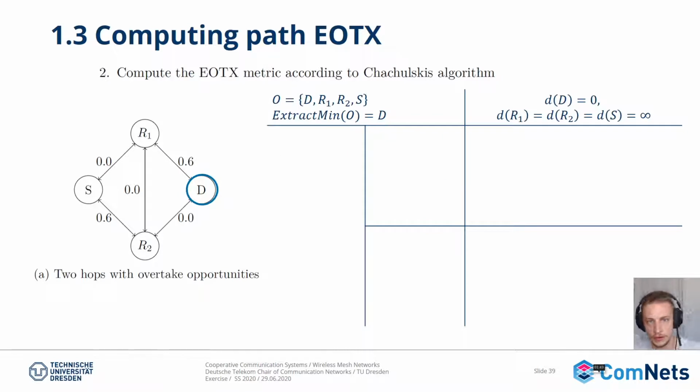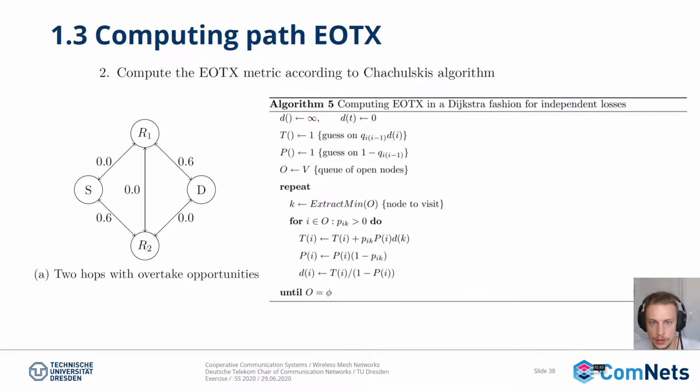So just like before, we use this Q set called O in the algorithm. You find it here, where we put all the nodes into it, and then we always extract nodes from that set.